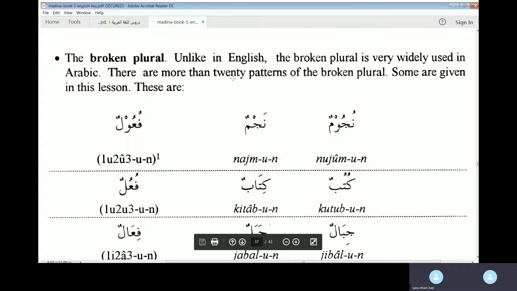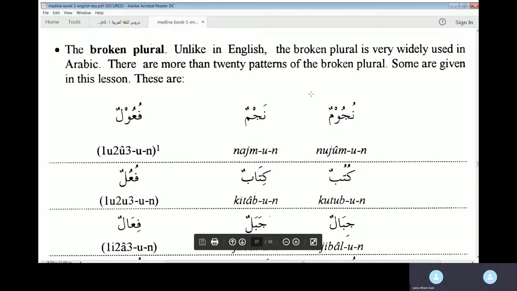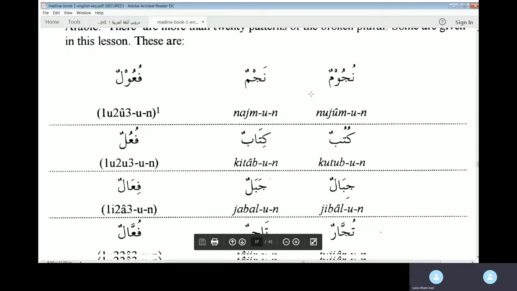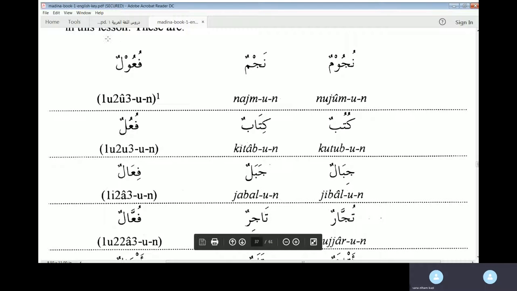Unlike in English, the broken plural is very widely used in Arabic. There are more than 20 patterns of the broken plural. Some are given in this lesson. These are Najmun. Fu'ulun. The pattern is Fu'ulun. So if it's Najmun, the broken plural of it is Nujumun.